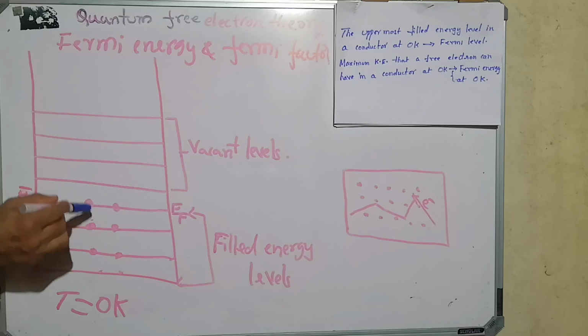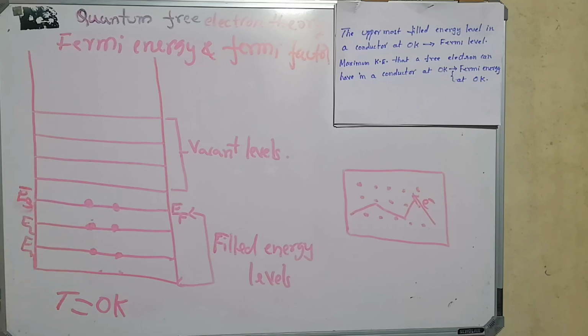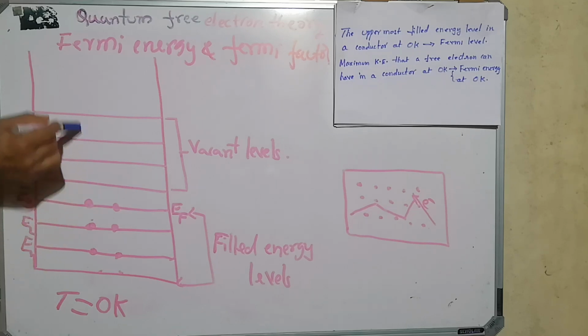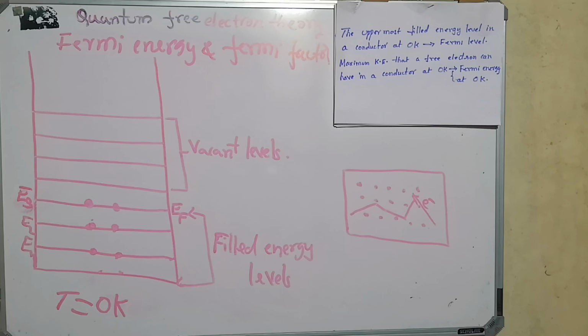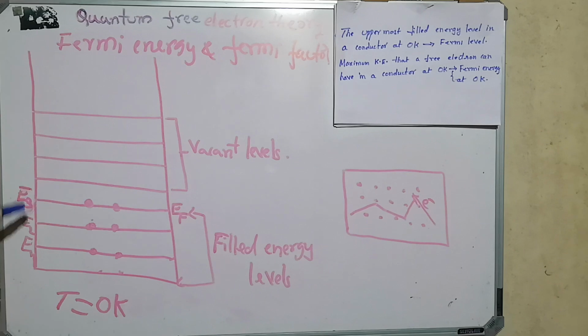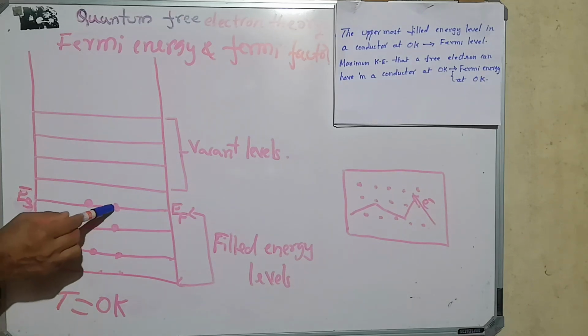Then we have already accommodated all N electrons up to E3. That means above E3, all the energy levels are vacant, because we do not have any more electrons to fill those energy levels. This is the uppermost filled energy level in the conductor at 0 Kelvin.